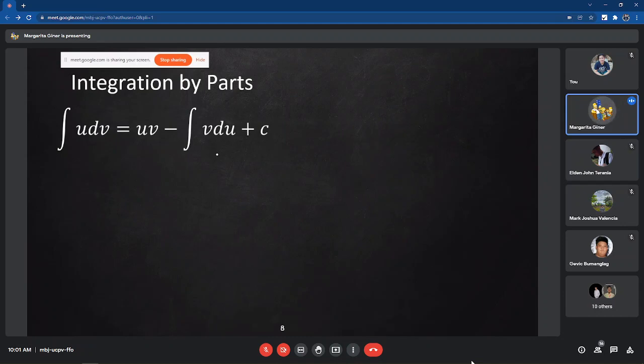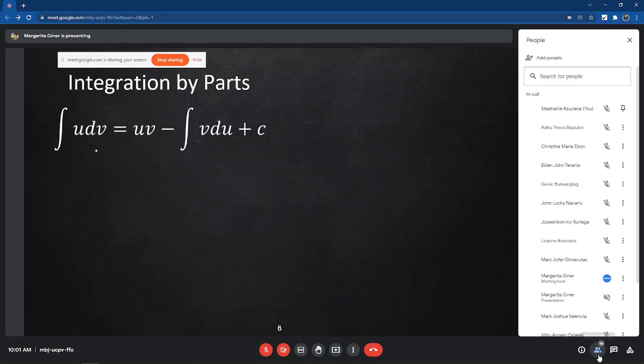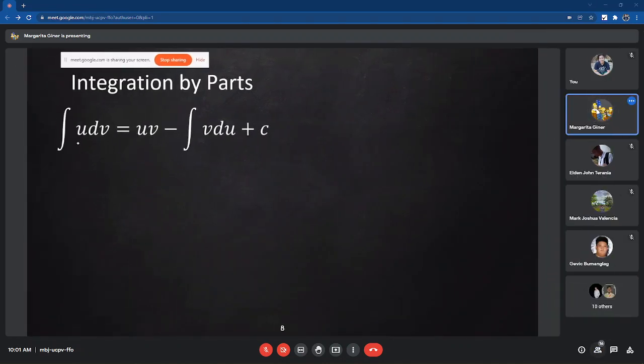Integration by parts. So, for integration by parts, malalaman mo na gagamitan ito ng integration by parts kapag dalawa ang bilog ng function mo. Ibig sabihin, dalawa ang function. So, ang isa ay u, ang isa ay dv. So, pag-solve mo, u times v minus the antiderivative of v du plus c.